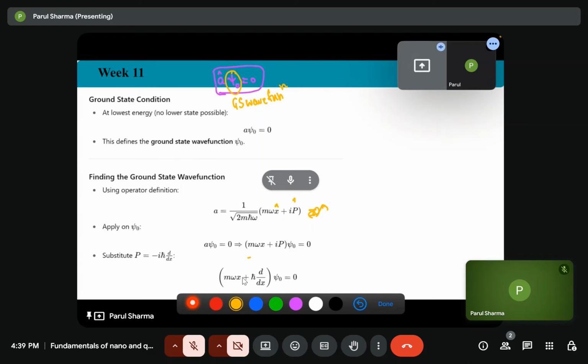Let's suppose we are giving a guess, that is psi naught equals C exponential minus m omega x square by 2 h cross. C is the normalization constant. Now we will calculate the probability from minus infinity to infinity. This is to calculate the value of C.